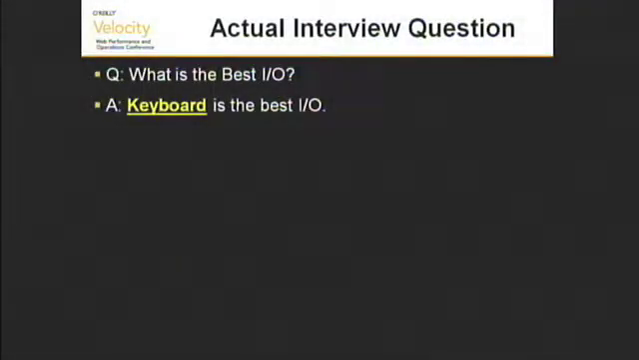And that's actually one of the answers I got from a senior MySQL DBA position candidate. And of course, I was like, okay, I don't think we are talking about the same I/O. And of course, you guys probably know much better that the keyboard is not the best I/O.